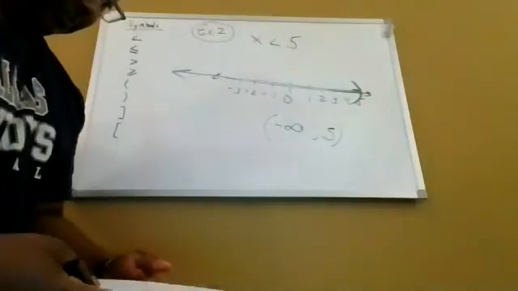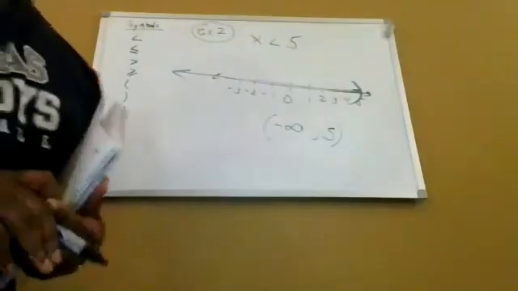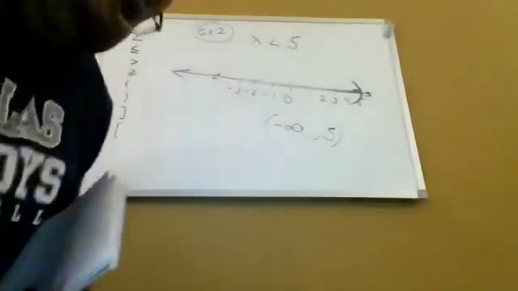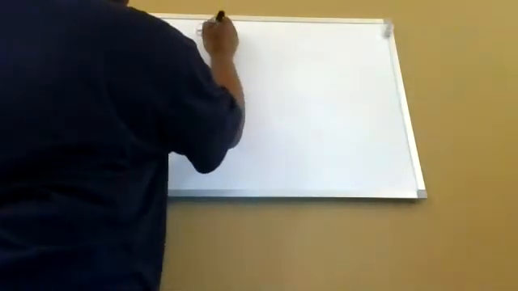Okay, but how about if we had a negative number? I'm glad you asked that question. That's a good question. All right, let's see how things would look if we had a negative number. Example number 3.